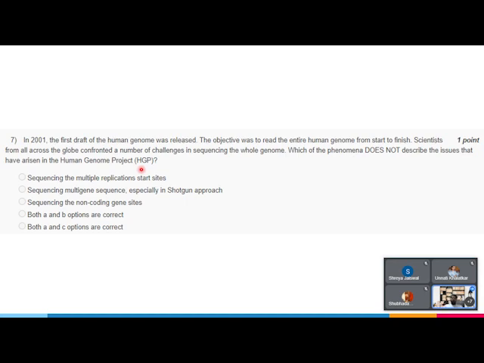So which of the following is not an issue which has arisen from the human genome project, which is not a problem? The options are: sequencing the multiple replication start sites, sequencing the multi-gene sequence, especially in the shotgun approach, sequencing the non-coding gene sites, both option A and B, and both option A and C. So only one option is correct. You can go ahead and answer what you think is the correct option.